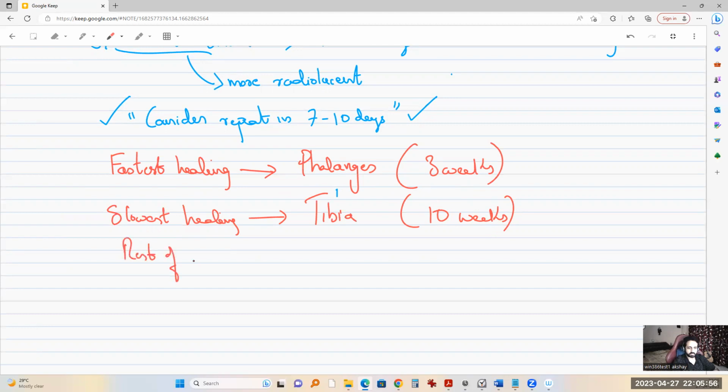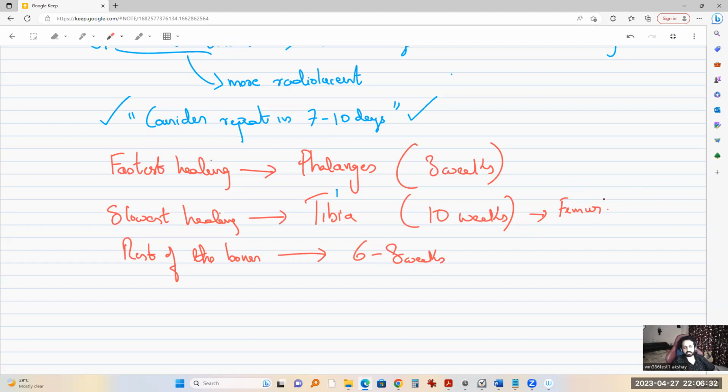And the rest of the bones come in between, around 6 to 8 weeks. So the fastest healing is the phalanges, the slowest healing is the tibia. After tibia, the next slowest is another long bone above it, the femur, usually the neck of femur and the lateral aspect. We'll come to that later.